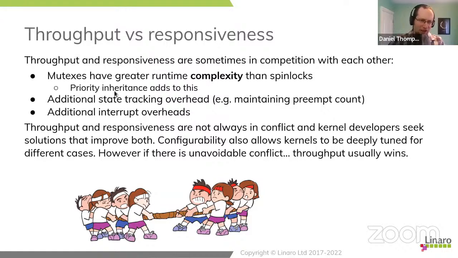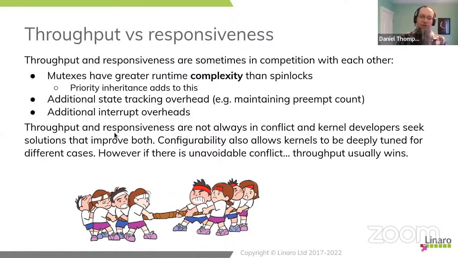Having priority inheritance makes things even more complicated. I've implemented priority inheritance. It is a whole bunch of complicated links between the mutexes and the tasks on the mutex queues. That is all additional state tracking. Maintaining preempt count, which happens in preemptive kernels and fully preemptive kernels, is extra atomic activity on every single spinlock. Going to threaded IRQs increases the interrupt overheads. There are costs to turning on all of these features.